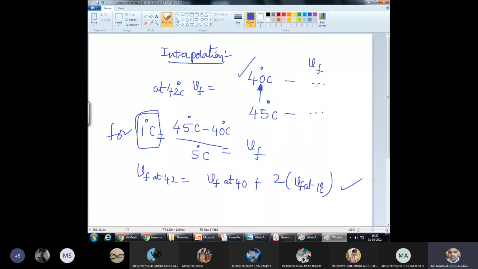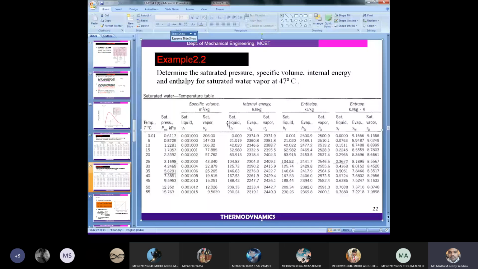45 minus 40 is 5 degrees, which means you will get the cumulative value for 5 degrees. If I divide by 5, then I will get the value for 1 degree. Then if I multiply by 2, I will get 2 degrees. If I multiply by 5 degrees, I will get the cumulative value again. That is the way to do the interpolation.